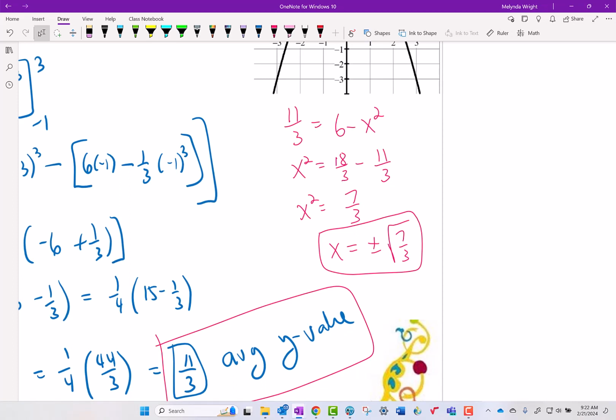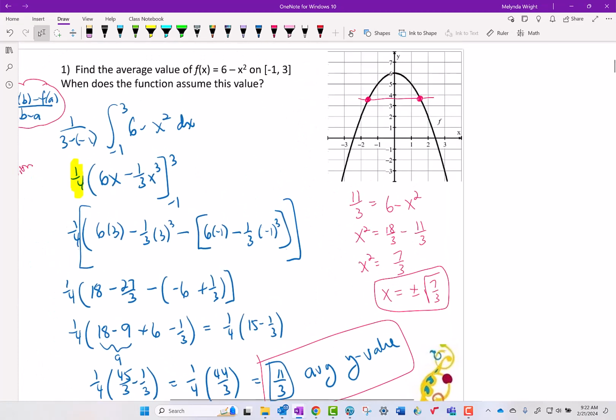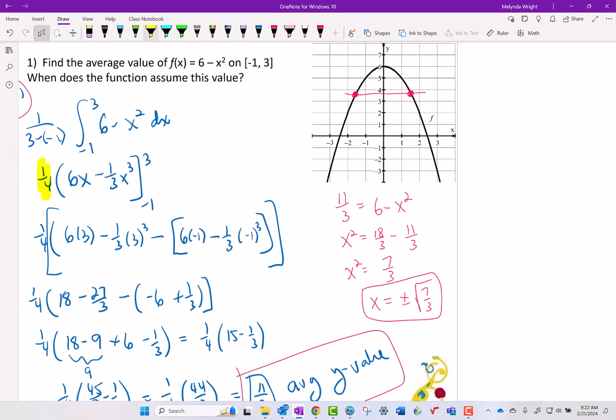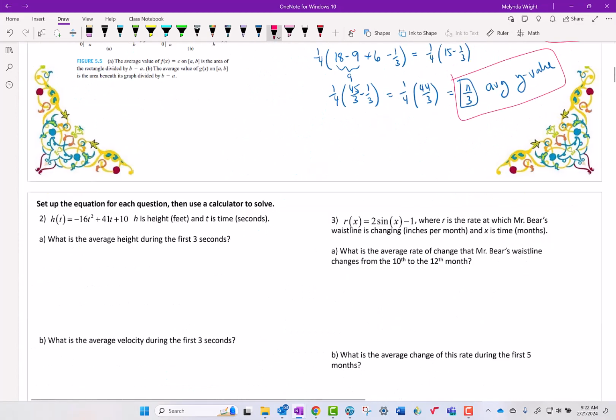How are we doing? So I've used the formula. I'm hoping we recognize that what we found was the average y value. If they ask us, like they did here, when does the function assume the average y value? What we have to do is take the average y value and sub it into the formula, and then solve. And that tells us when. Okay, are we all right? Okay, here we go.